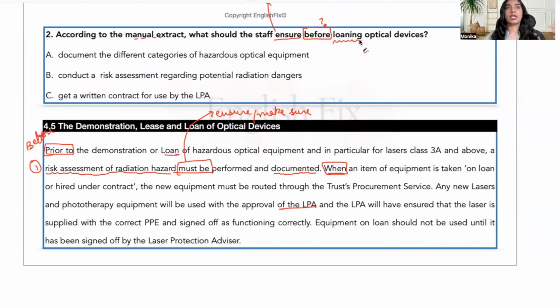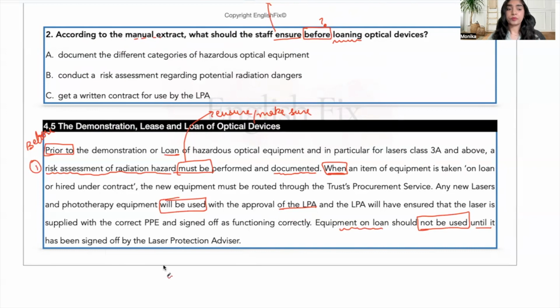When they start using it, let's say I've loaned the equipment today, but I want to start using it a month later, that's when I need to get the written document, but I only want to ask the question about loaning, right? An LPA will have ensured that the laser is supplied correctly, that it is functioning properly, basically, so that there are no malfunctions. Equipment on loan should not be used until it has been. So again, the question is about use. Equipment, the one equipment that is on loan, it should not be used. This is also use, not before loaning. That's the difference. Until it has been signed off by the laser protection advisor, that is the LPA that they have used here.